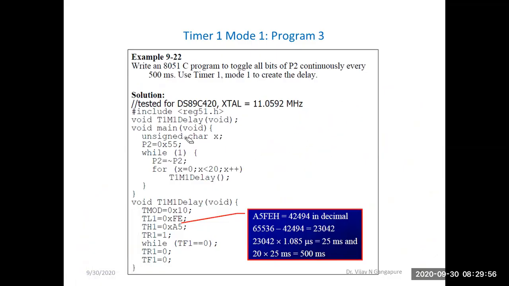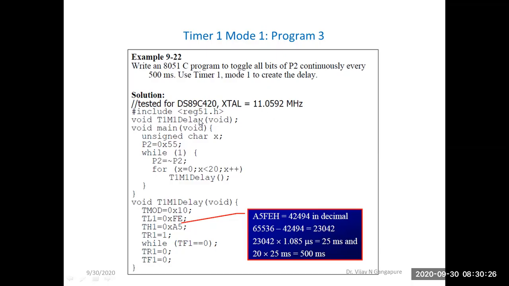Okay, so now we will study this. Timer 1 mode 1 programming, this is program number 3. Write an 8051 C program to toggle all bits of port 2 continuously every 500 millisecond. Use timer 1 mode 1. It is tested for DS89C420 and the crystal frequency is 11.0592 megahertz, the same frequency as used in previous examples.